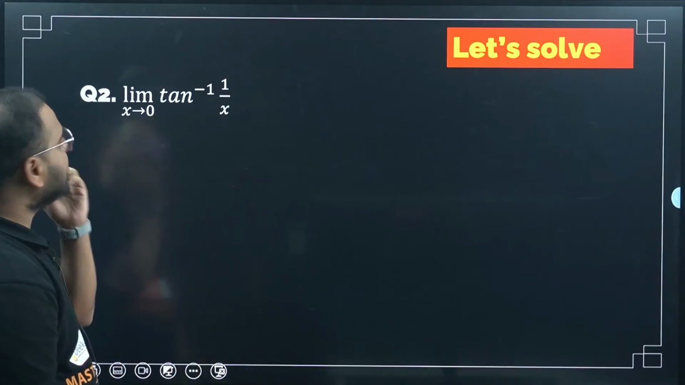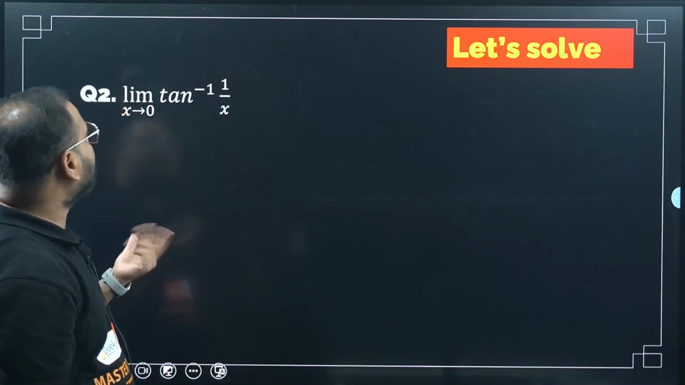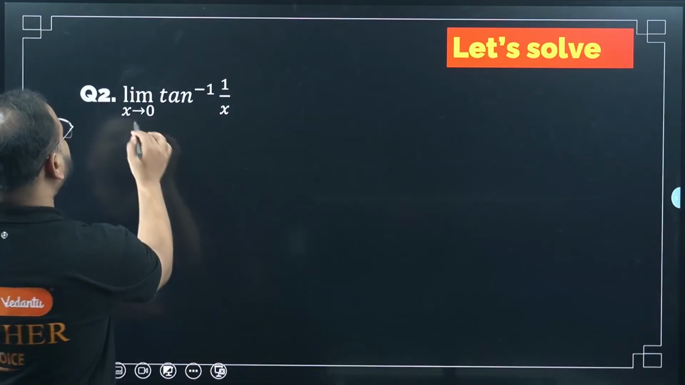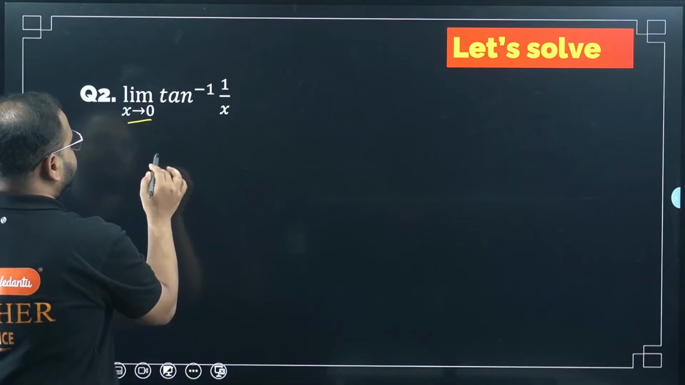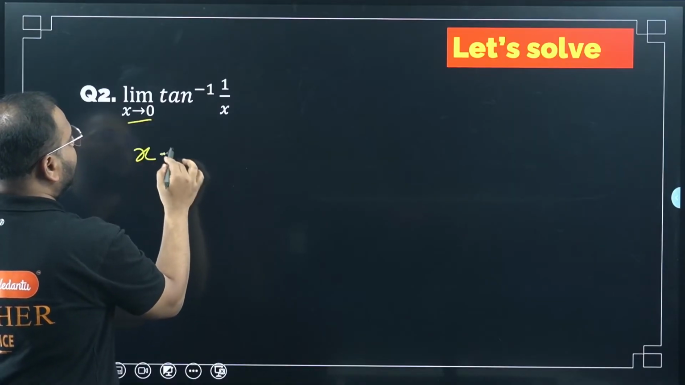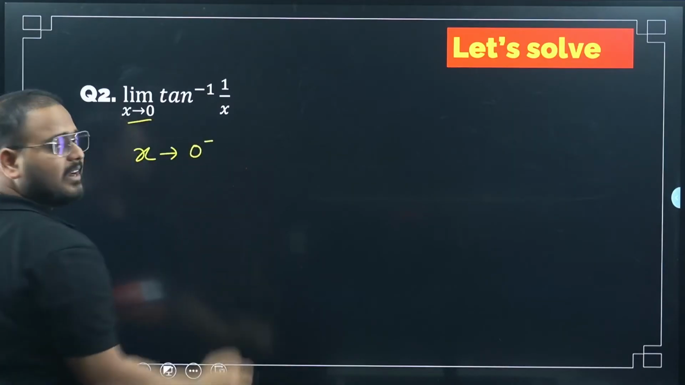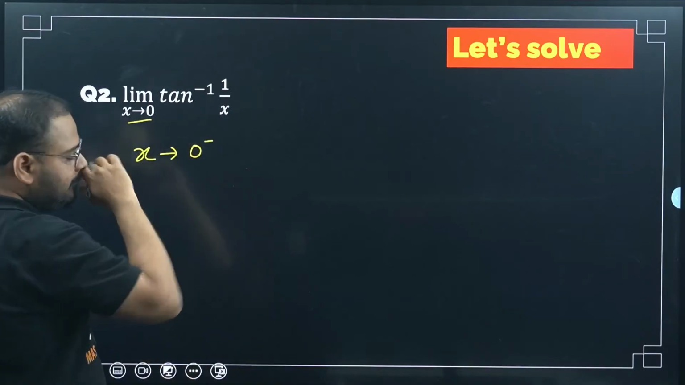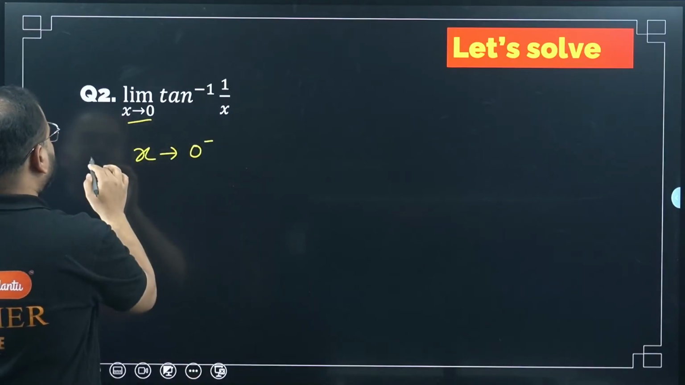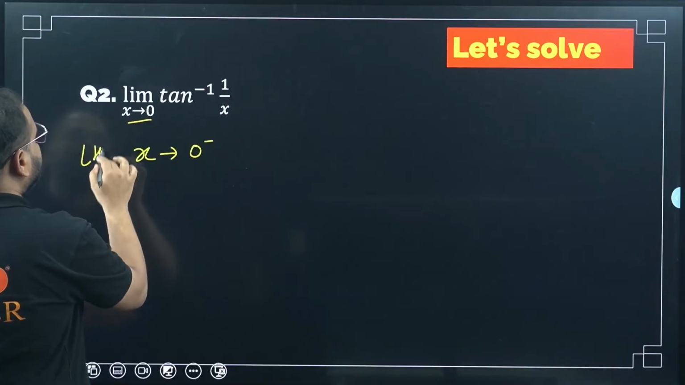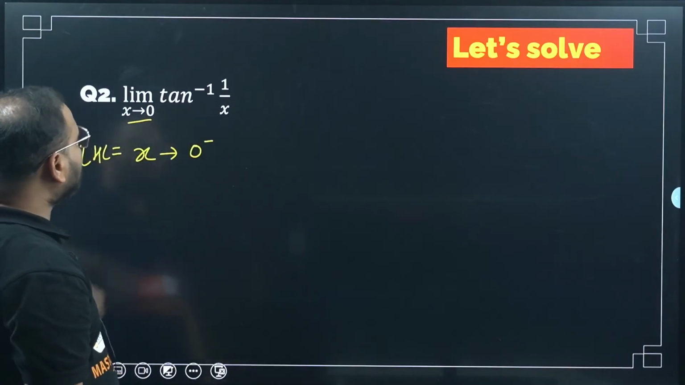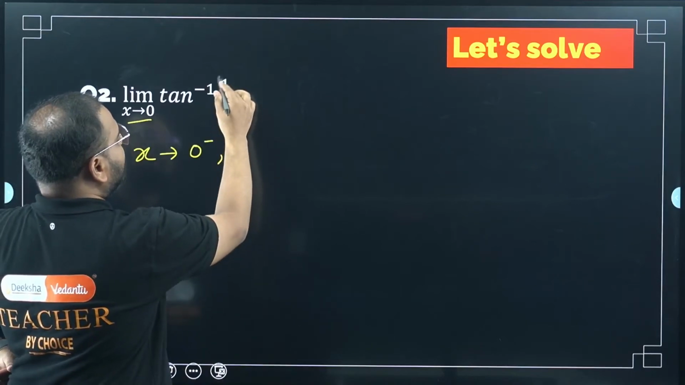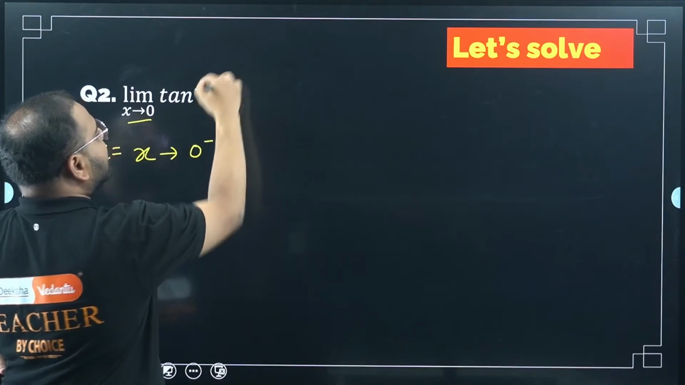Now, second problem, trigonometric function, tan inverse of 1 by x, where x tends to 0. So again, let's do this. I'm trying to approach 0 from the negative side, so from the values before it. This is my LHL. If I do that, what am I going to get? This whole thing will become negative infinity.